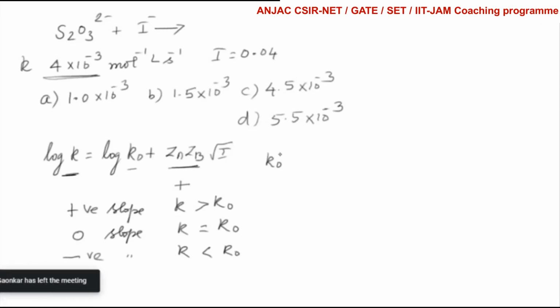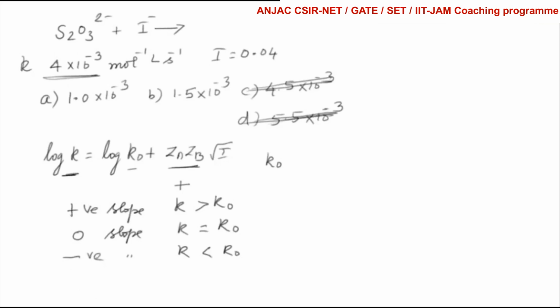Here K is greater than K naught, positive slope. That means K naught value is less than K. K value is 4 into 10 power minus 3. Therefore, K naught value should be less than 4 into 10 power minus 3. Here it is given 4.5, here it is given 5.5. Therefore, your answer should be either A or B. Now work it out for this.